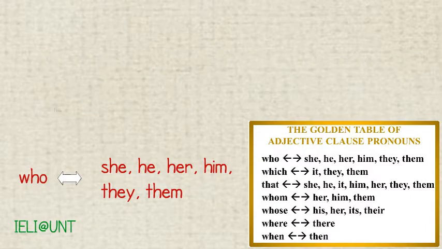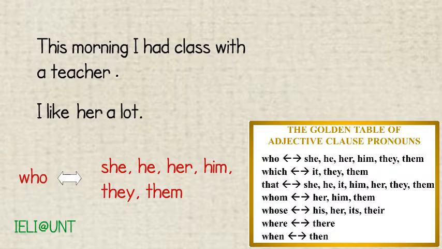Here's another example. "This morning, I had class with a teacher. I like her a lot." Her is a basic pronoun. It points to a teacher. In other words, a teacher is the antecedent. Let's make the changes in the second sentence. First, we change her to who. Then we move who to the beginning. Finally, we insert the clause into the first sentence.